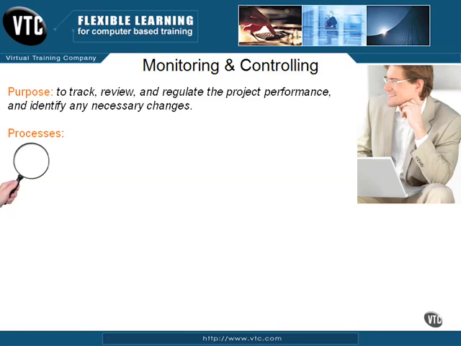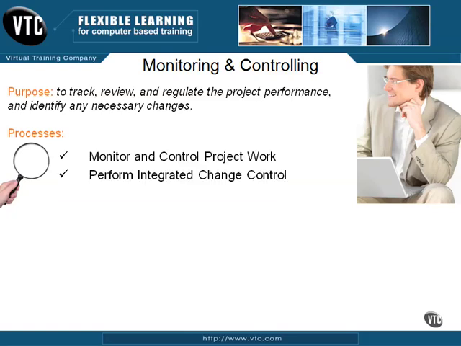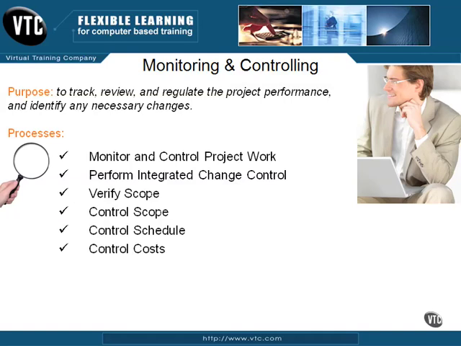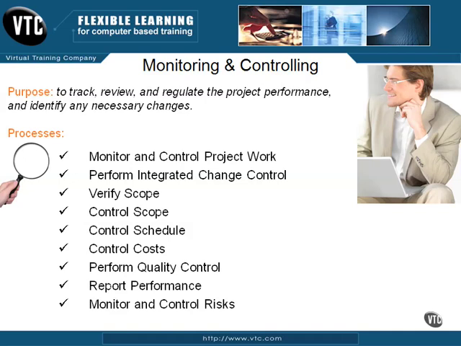There are 10 processes that fall within this process group. We have monitor and control project work, perform integrated change control, verify scope, control scope, control schedule, control costs, perform quality control, report performance, monitor and control risks, and administer procurements. Let's go through them in just a bit more detail, primarily focusing on their purpose.